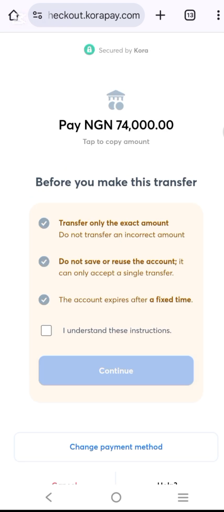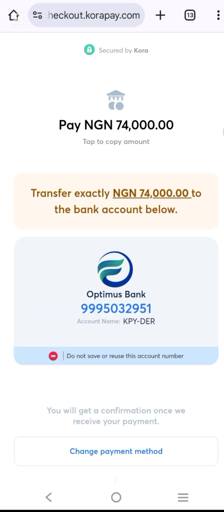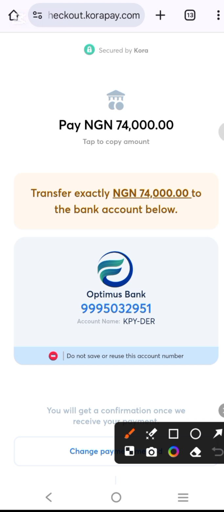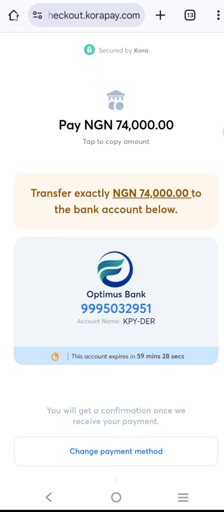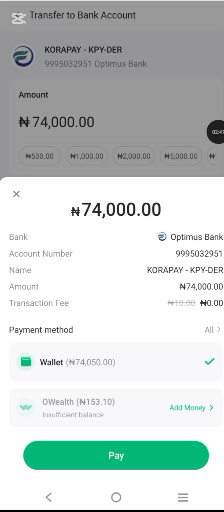So I selected pay with bank transfer, and then it brought out the amount. I just needed to click on I understand these instructions, click on continue. An account was brought out for me, which I had to copy, then head over to my bank account that carries my name, the same name I used in opening this trading account, to make a transfer of exactly 74,000. Another disclaimer: don't save this account for another use. Each transaction, each account.